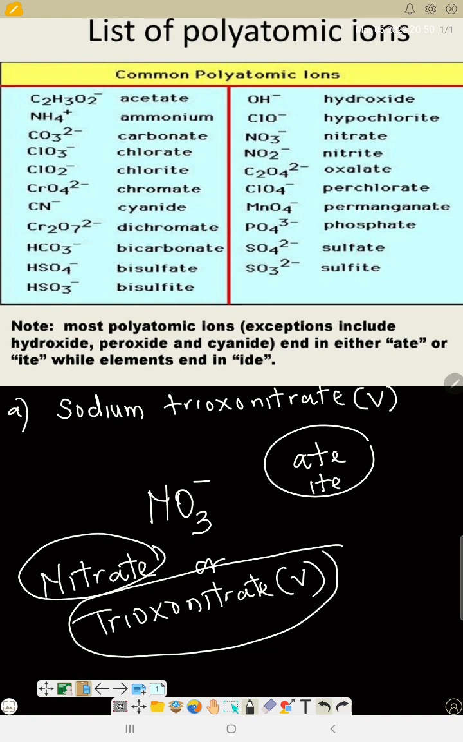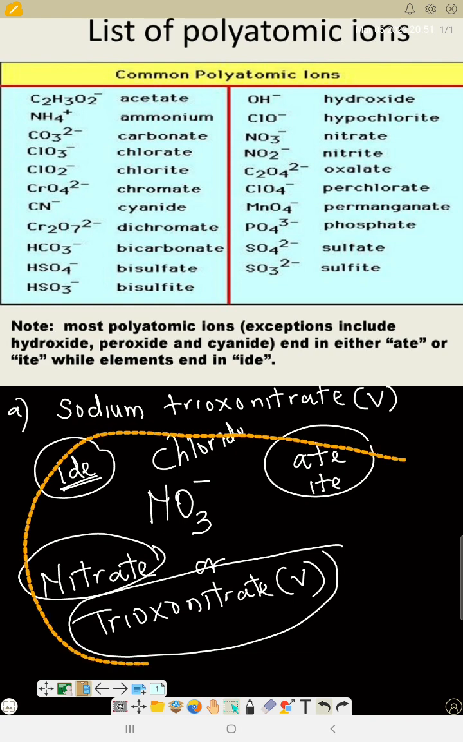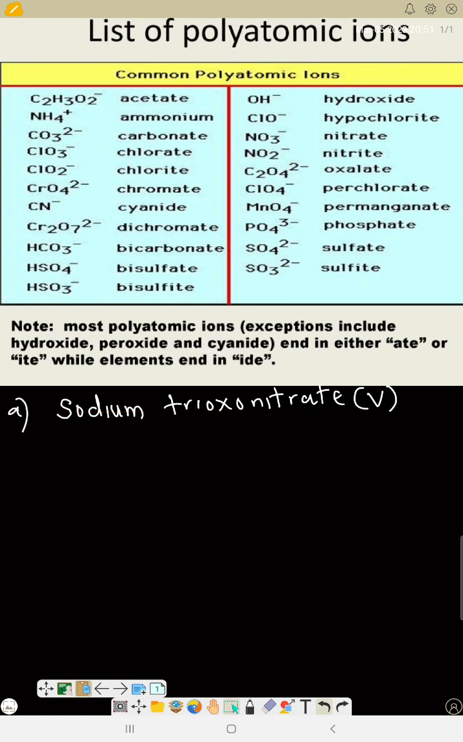of one oxygen. Now single elements end with IDE. I've mentioned this. And all those that end with IDE, they are the non-metals. Such as chlorine, it will turn to chloride. So anytime you see IDE ending, apart from hydroxide, peroxide and cyanide, you should know that it is a non-metal and it is a single element. But anytime you see it ends with ATE or ITE, know that it is one of these polyatomic ions.